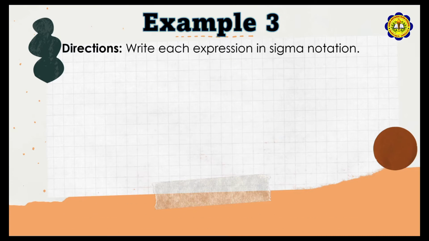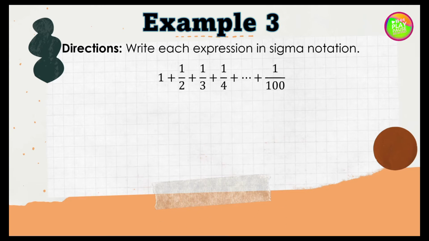Example number 3. Directions: write each expression in sigma notation. 1 plus 1 over 2 plus 1 over 3 plus 1 over 4 plus up to plus 1 over 100. To solve, let's observe the pattern of the terms.